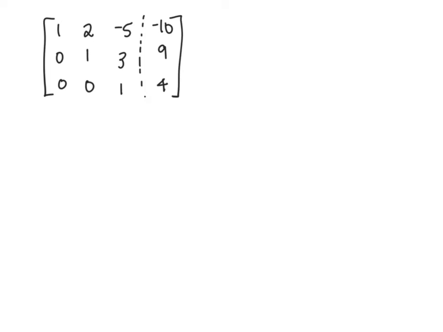So we have our augmented matrix. Essentially, these are x coefficients, our y coefficients, and our z coefficients. And that dotted line is like our equal sign. So from this augmented matrix, go back to a system of equations. This says x plus 2y minus 5z equals negative 10. y plus 3z equals 9.